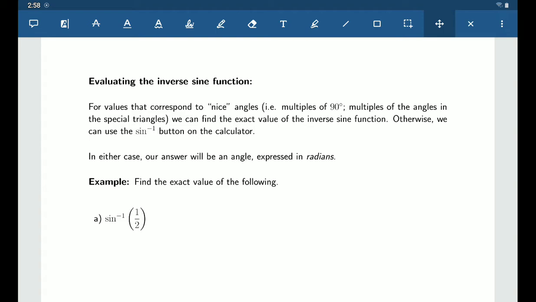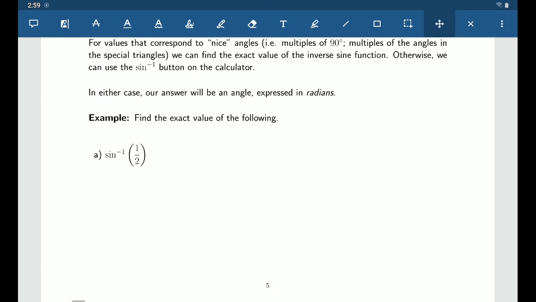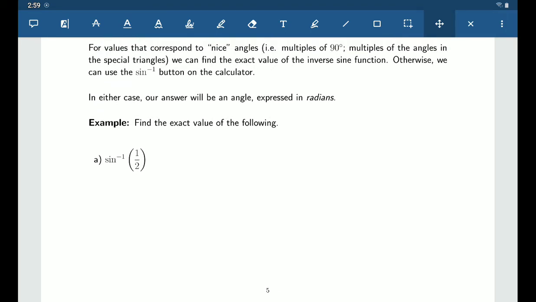For a lot of the angles that I'll be looking at, we'll be able to, with our special triangles, find the exact value of those inverse trig functions. There will be some cases where we won't be able to, in which case we'll use our calculators to give us some approximate values. But as always, unless I ask you for a rounded off approximate calculator value, I really want the exact value of trig functions or inverse trig functions.